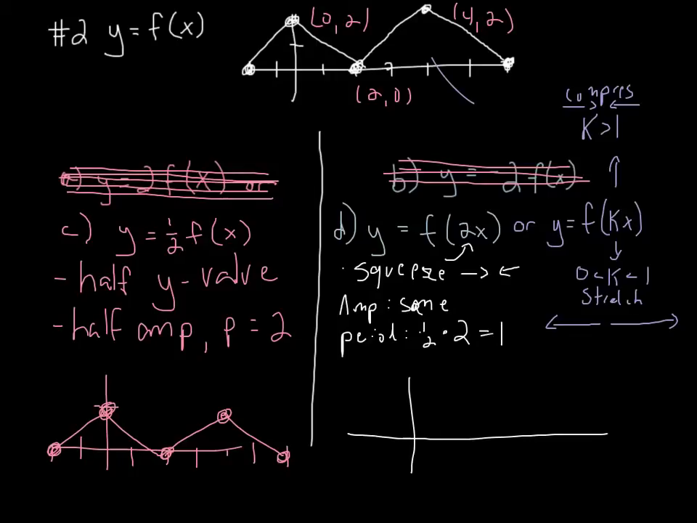All right, 0, 2 does not change. But instead of getting down to 2, 0, it only goes to 1, 0 before it hits its minimum. So now this is 1, 0. We cut the x values in half.